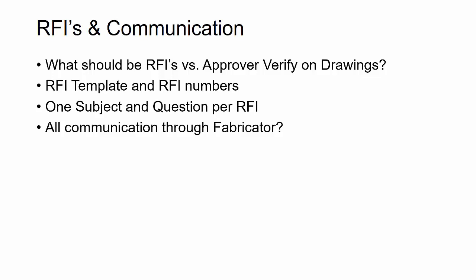Then you want to get verified whether all RFIs and communication go through the fabricator, or if you can directly communicate with the contractor or the engineer of record. Usually it's almost always through the fabricator because they want to review things first, and our contract is with the fabricator. Sometimes a connection engineer has a direct line to the engineer of record, especially if we're working closely together on some complicated connections and getting things verified. That's usually the only case where I see a direct line outside of working through the fabricator.